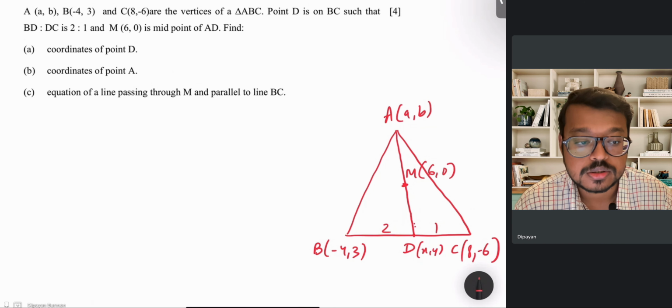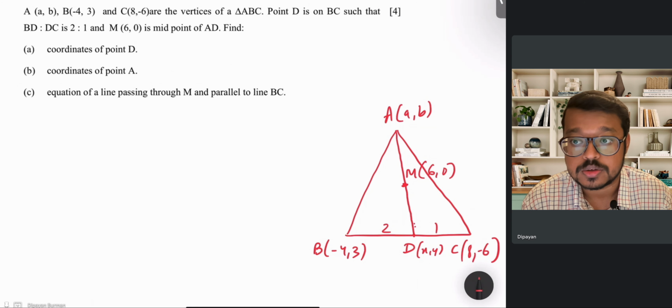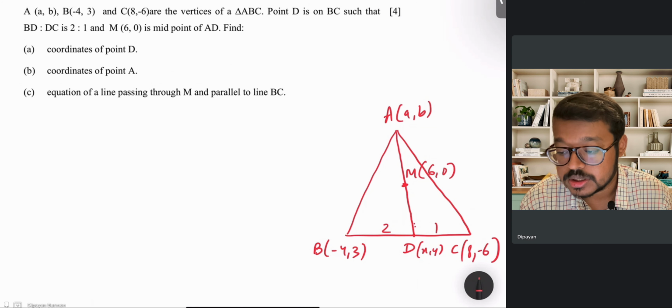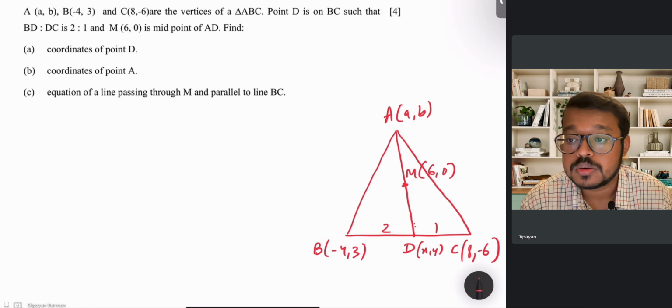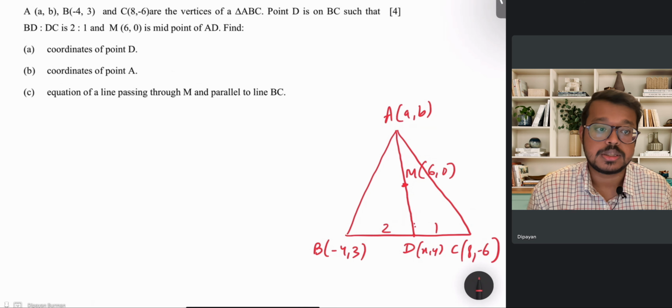Let's continue to solve some more questions from the section midpoint formula and equation of a line. So the first question is saying that A, B, C are the vertices of a triangle ABC. Point D is on BC such that BD is to DC is 2:1, and M is the midpoint of AD. We have to find the coordinates of point D, the coordinates of point A, and the equation of the line passing through M and parallel to the line BC. Right, so we will do it in sequence.